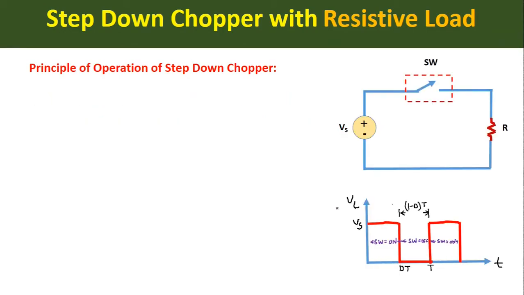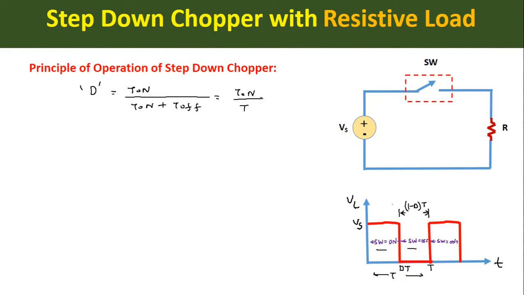In the step down chopper, the switch SW is operated with a duty ratio or duty cycle represented by capital D, which is defined as the ratio of on period of the switch divided by on period plus off period of the switch. From this waveform we can see that on period plus off period is equal to total time period T. Therefore the duty ratio D will be equal to on period divided by T.